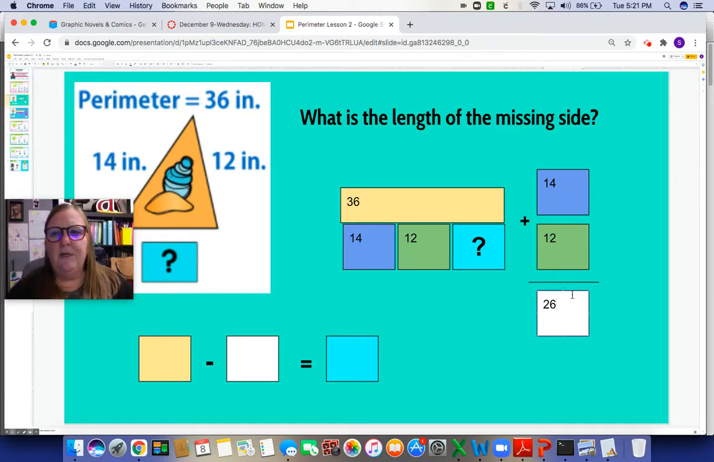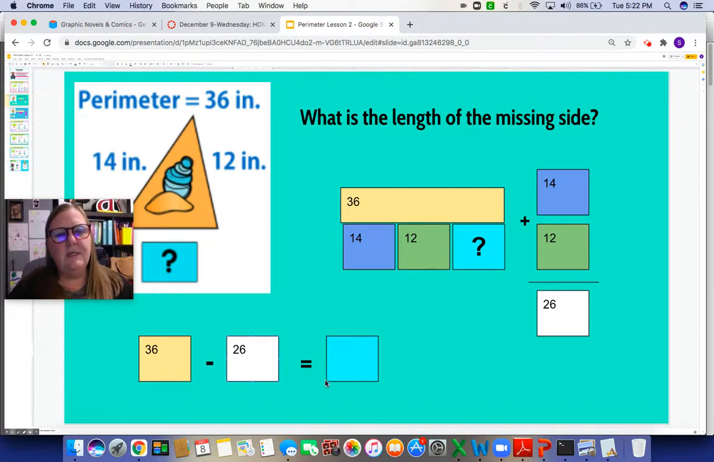So now that we know those two pieces are equal to 26, we can now solve to find that missing number. So we're going to take the yellow box and put that number in here, which is 36. And we're going to subtract our white box, which is 26.